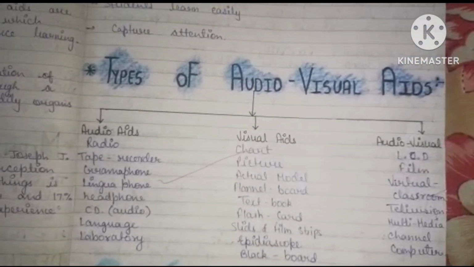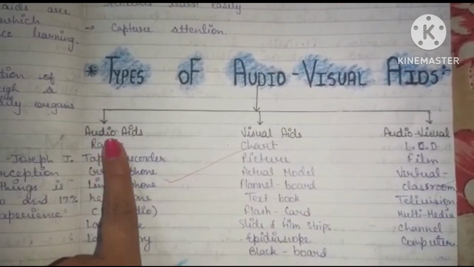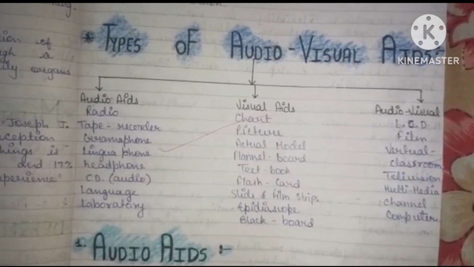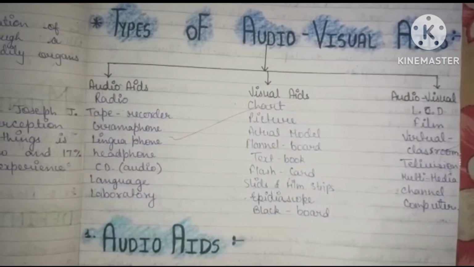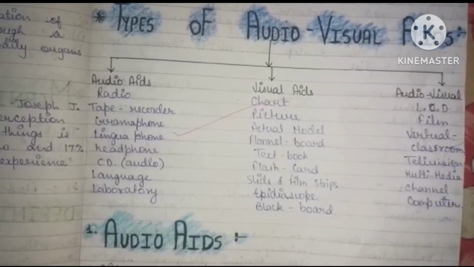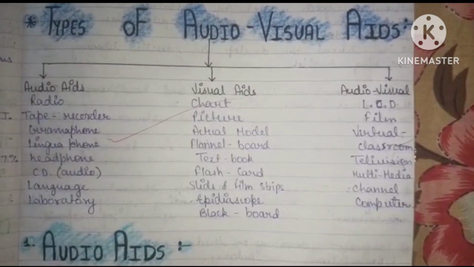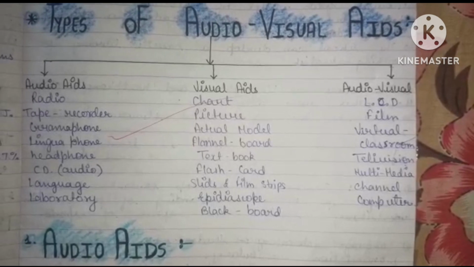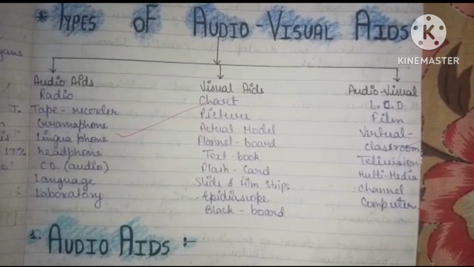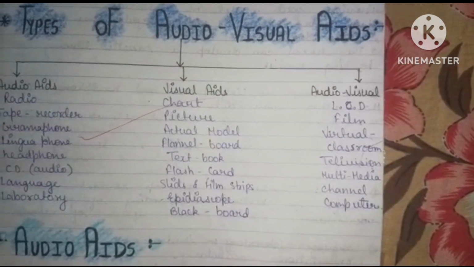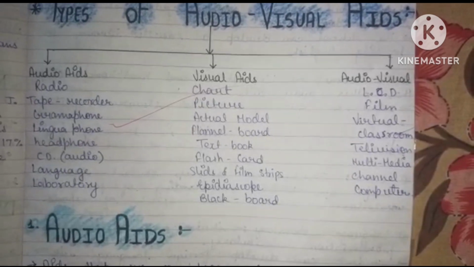Then we're going to explain the types of audio visual aids. So we have 3: audio aids, visual aids, and aids which are both audio and visual. In audio aids we have radio, tape recorders, gramophone, linguaphone, headphones, CD, language laboratories, etc. In visual aids we have charts, pictures, actual models, flannel boards, textbooks, flashcards, slides and film strips, blackboards. Then we have the audiovisual, which are LCDs, films, virtual classrooms, televisions, multimedia channels, computers, etc.